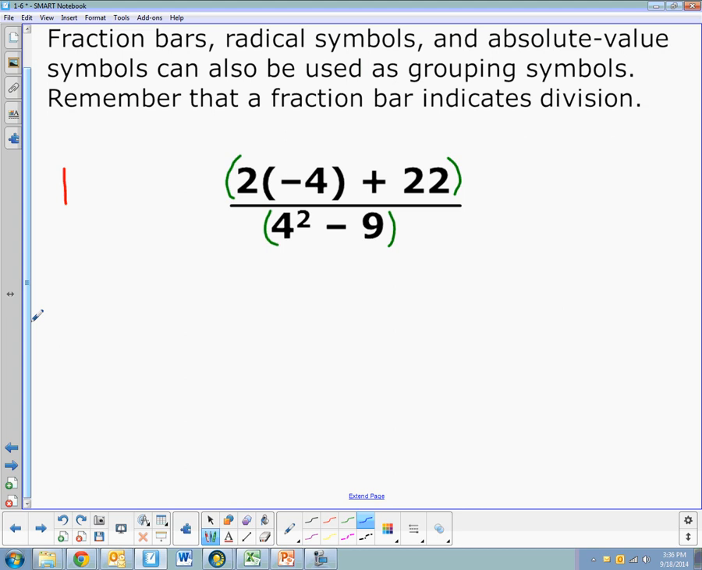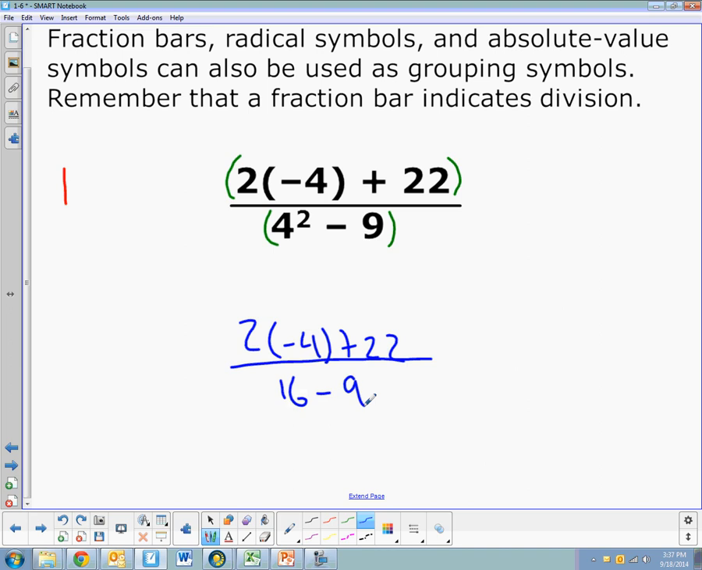So looking at the top, we've got those parentheses, but really there's multiplication right here, and there's addition right there. So that's what we've got on top. On the bottom, we've got exponents, and we've got subtraction. I know from PEMDAS we got to do exponents first. So I'm going to rewrite the top. I'm going to rewrite it 2, negative 4, plus 22, all over 16 minus 9. So I've done my exponents.